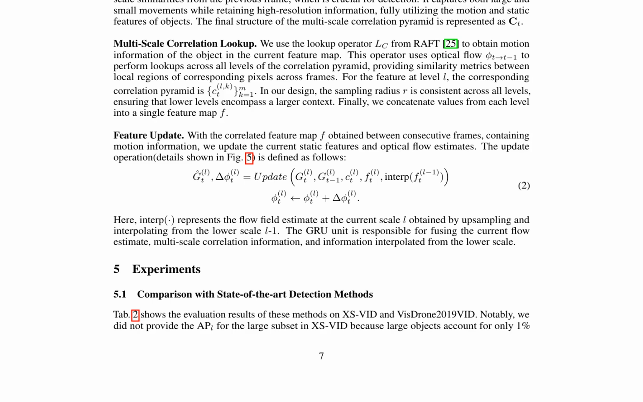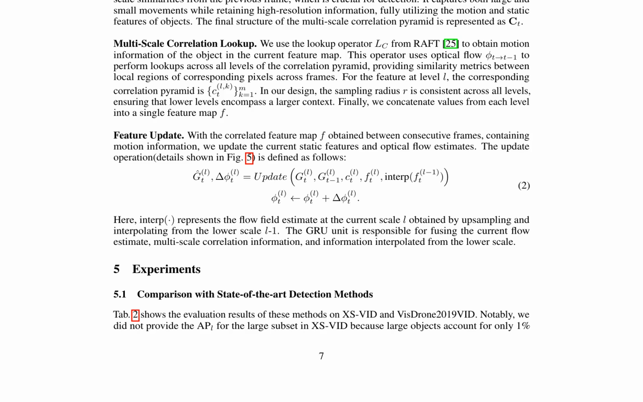Feature update involves fusing the current flow estimate, multiscale correlation information, and information interpolated from the lower scale using a GRU unit. This fusion enables the YOLOFT model to effectively integrate motion information into the detection process.